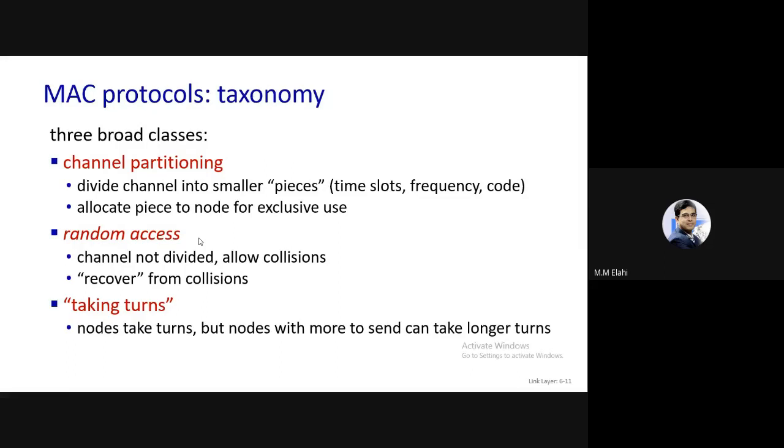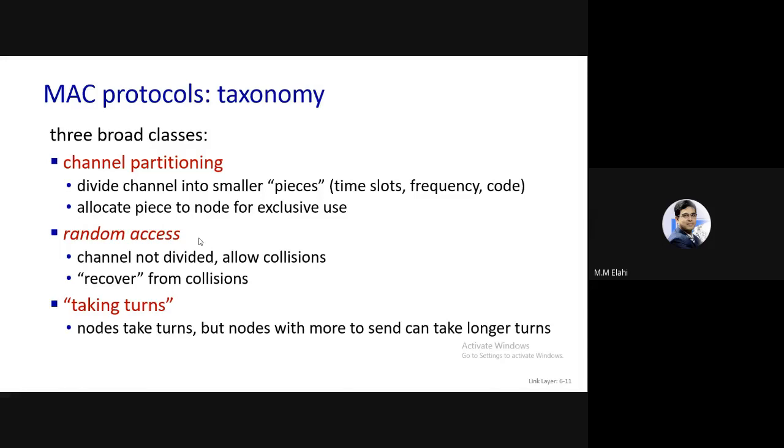But interestingly, it has been seen that in case of wired LAN, in case of local area networks, the most efficient protocol is random access, where collision can happen. Anybody can transmit anytime because utilization is maximum. So we'll study a protocol in random access in the next class, that actually uses random access protocol. The third category is taking turns.